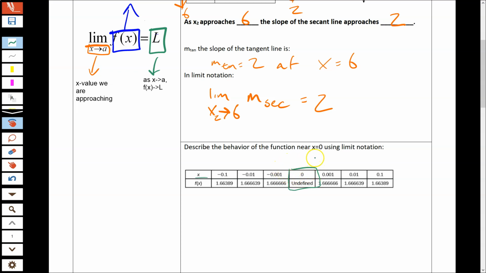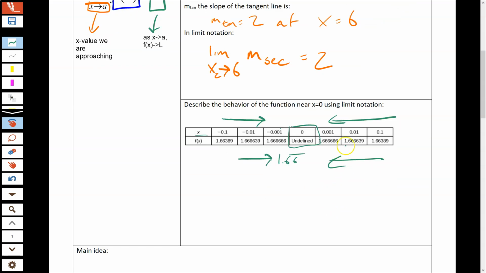But we can say what happens as x gets close to 0. x gets close to 0 from the left, so we get closer and closer to 0. And from the right, we get closer and closer to 0. Notice in both cases, from the left and from the right, we're approaching 1.66.